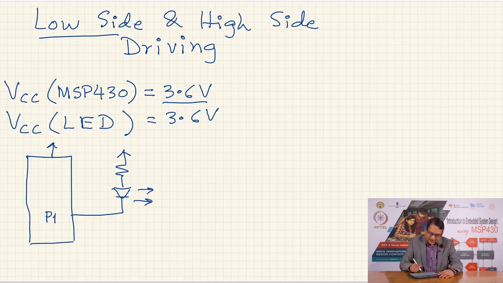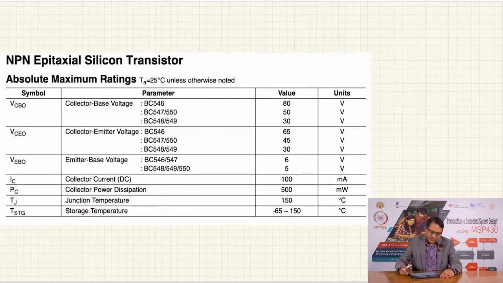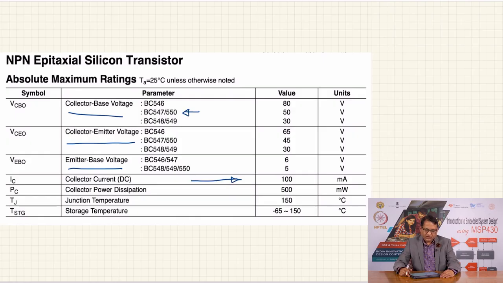Let us take an example where we want to drive 20 milliamperes of current through our LED, and we want to control the LED with a low side switch, which we are discussing here. I have chosen to use a BC547 transistor, and I have copied the relevant portions of the BC547 data sheet here. This one is the collector base voltage, this is the collector emitter voltage, and this is the emitter base voltage. This mentions that the maximum collector current that the BC547 can handle is 100 milliamperes. So, this is very safe to drive 20 milliamperes of current through the LED.